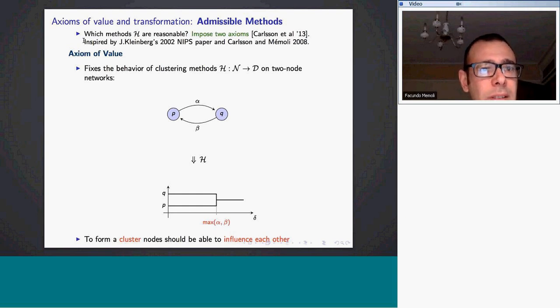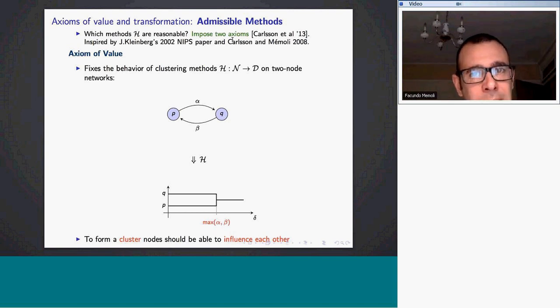Now, this is inspired by some work by Kleinberg, the 2002 paper in NIPS. The context of the paper by Kleinberg was the standard method to assign a single partition to a metric space. He proves that there exists no good method, a theorem for classes of methods that satisfy certain axioms.